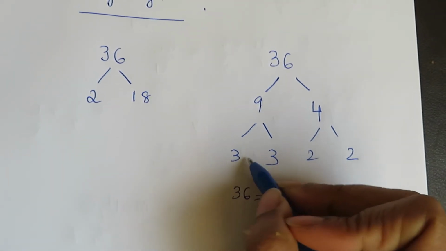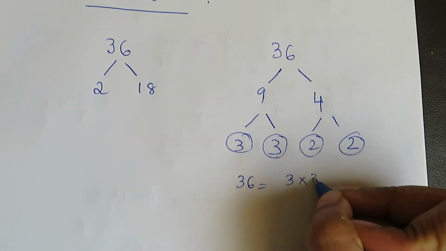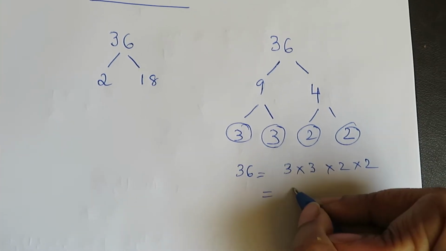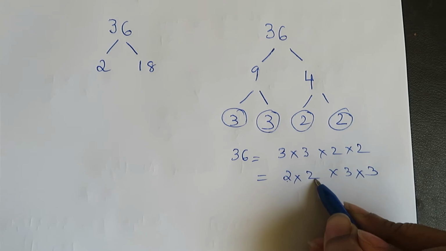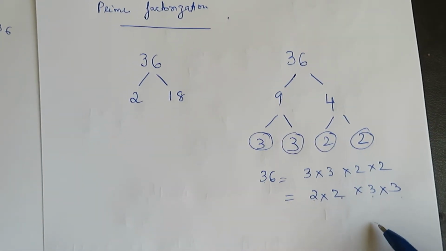36 is equal to, you write it as a product of all these numbers. 3 into 3 into 2 into 2. Maybe you can write it in the order, okay? First comes the 2 and then comes the 3. See, 2 2s are 4, 4 3s are 12, 12 3s are 36. Okay, so this is how you do the prime factors.